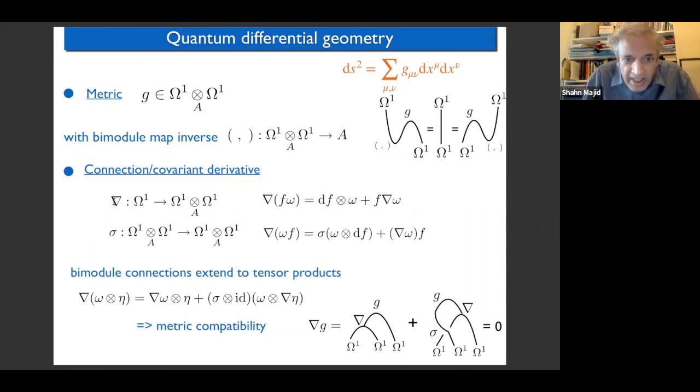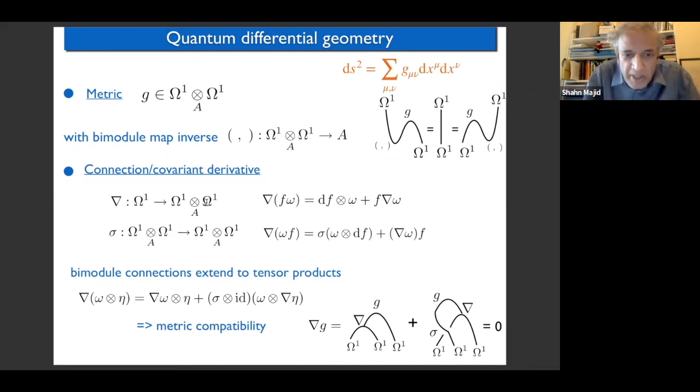So a connection, normally consider it as a vector. Given a vector field X, you would have an operator on vector fields or on one-forms, a covariant derivative. But we leave the X unknown, and we just think of the connection like this, where this copy of omega 1 is waiting to be evaluated against an X, a vector field X. So classically, you wouldn't write this. You would think of a connection as a covariant derivative. But if you were to evaluate this against a vector field, then you would have an operator from omega 1 to omega 1, and that would be your covariant derivative.